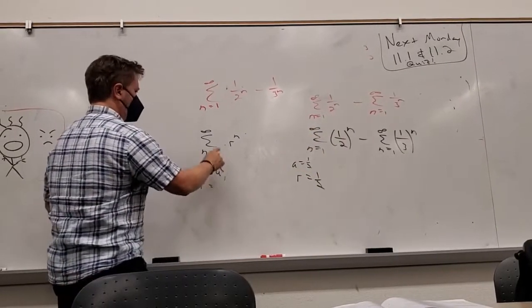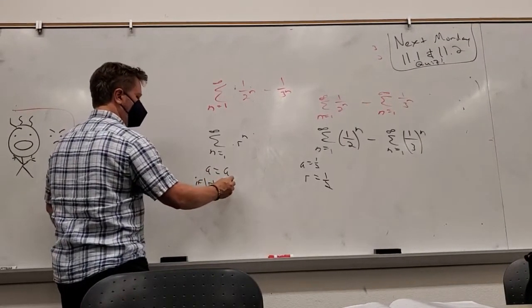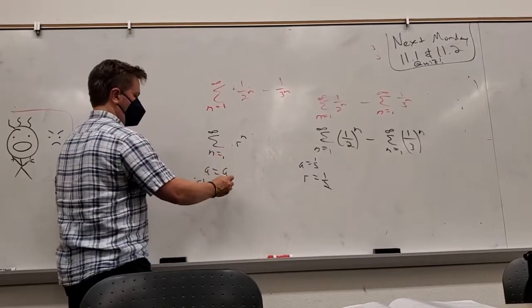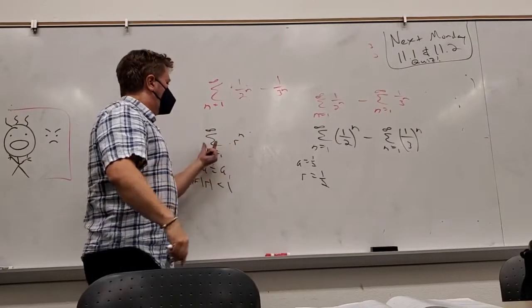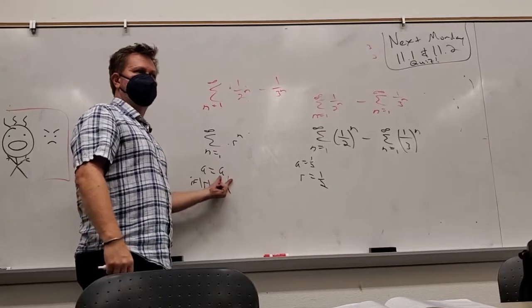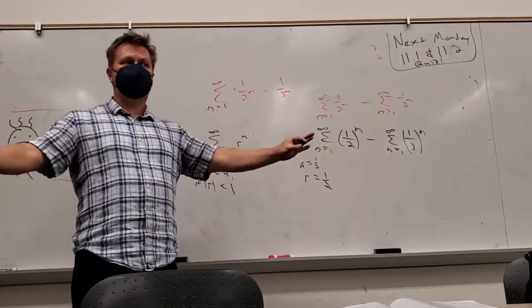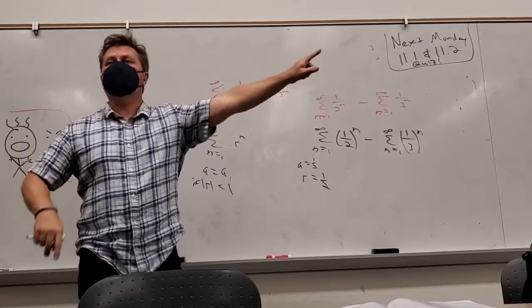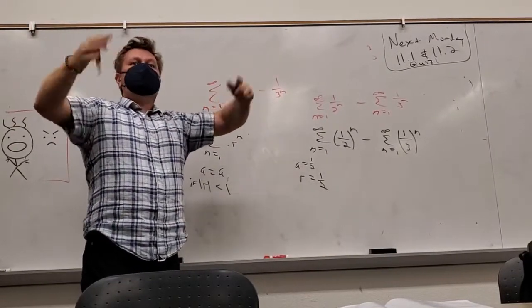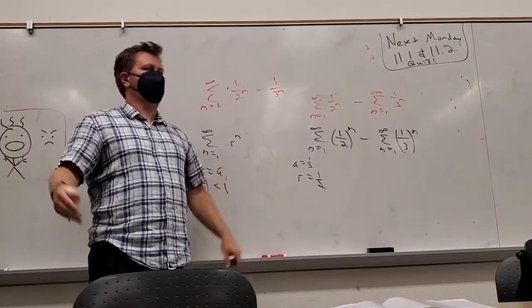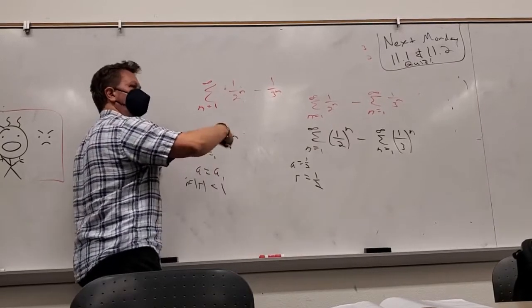And if the absolute value of R is less than, what makes it converge? 1. Less than 1. Now, why does that make sense? Because if it equaled 1, it would be the infinite sum of 1/2 times 1 to the n, which is just 1/2 forever. That's going to diverge, right? If you add 1/2 forever, that goes to infinity. If it was greater than 1, now it's getting bigger each step, so again, that's going to go to infinity. So it's got to be less than 1, so that when it multiplies by itself, it gets smaller and smaller and smaller.